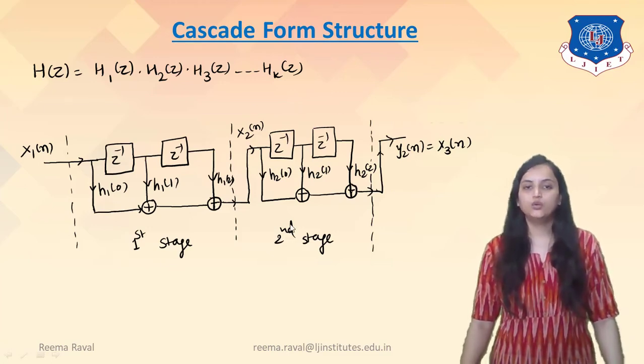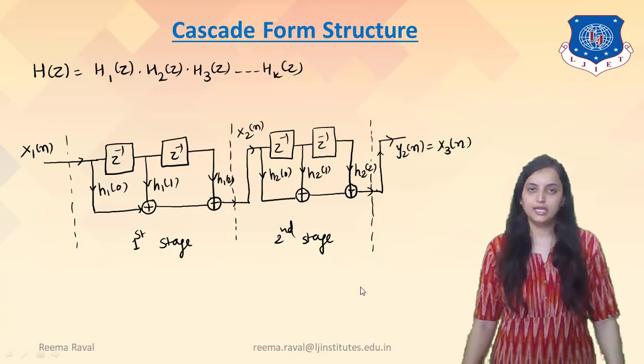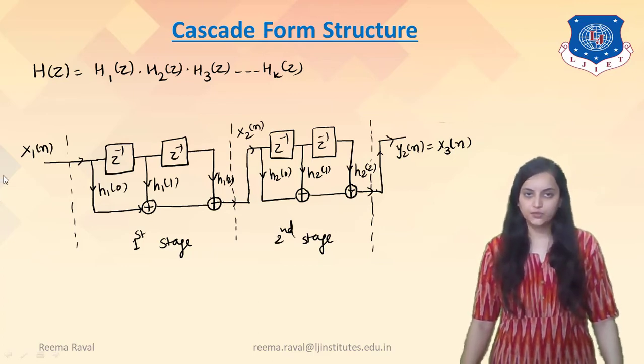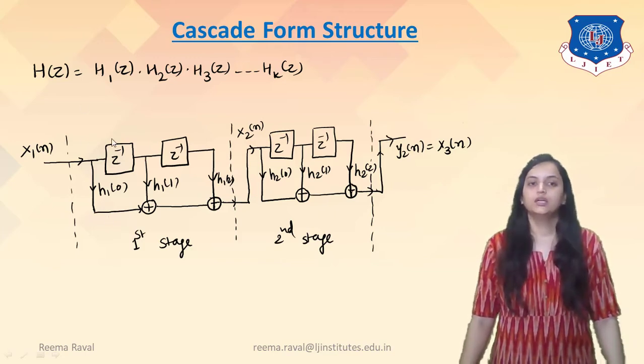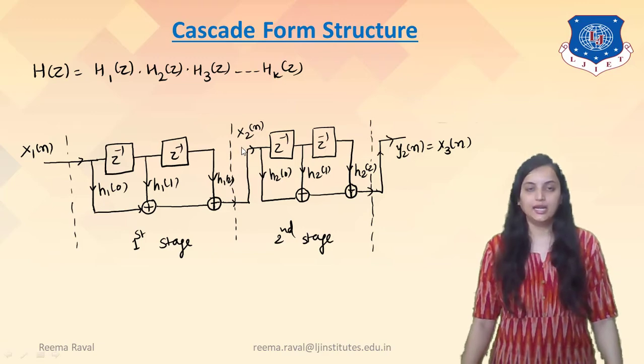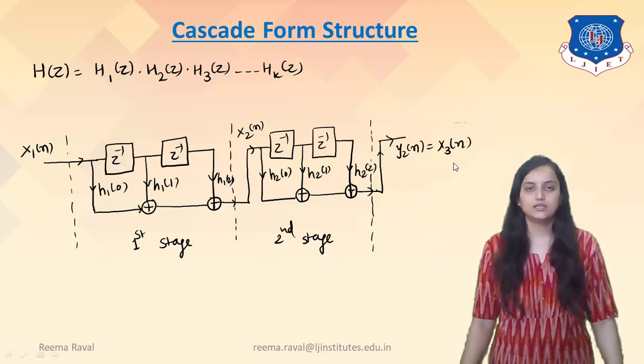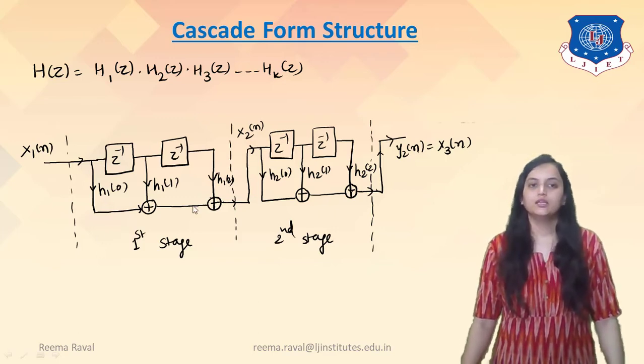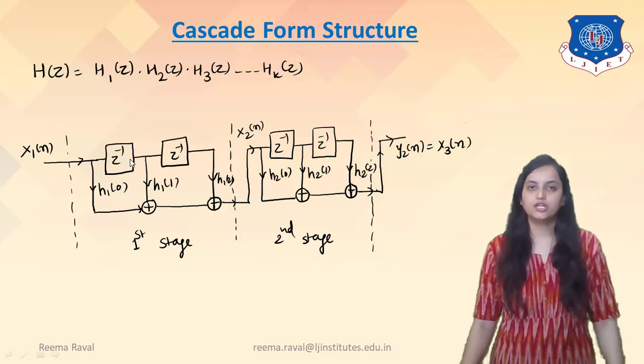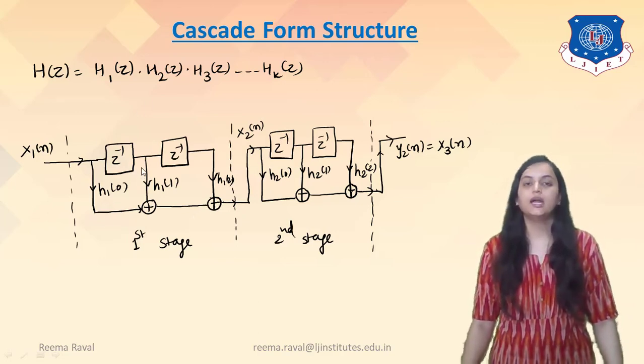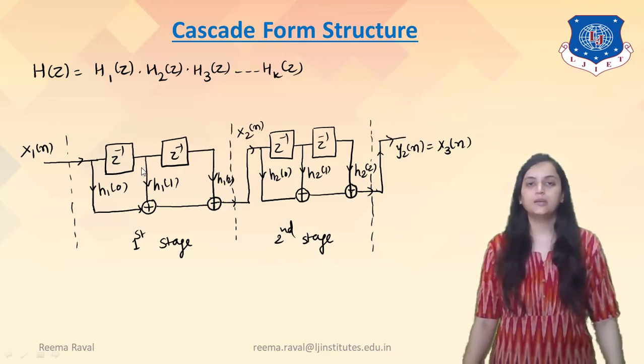Here, there are two stages shown for cascaded connection. Here, input is x1 of n and output is y2 of n, or as you can say x3 of n. Now, here output of the first stage is indicated as x2 of n and output of the second stage is indicated as x3 of n. Here, at the first stage, the system difference equation is used to obtain this stage. Let's say for example here, z raised to minus 1 elements are 2, that means delay blocks are 2.